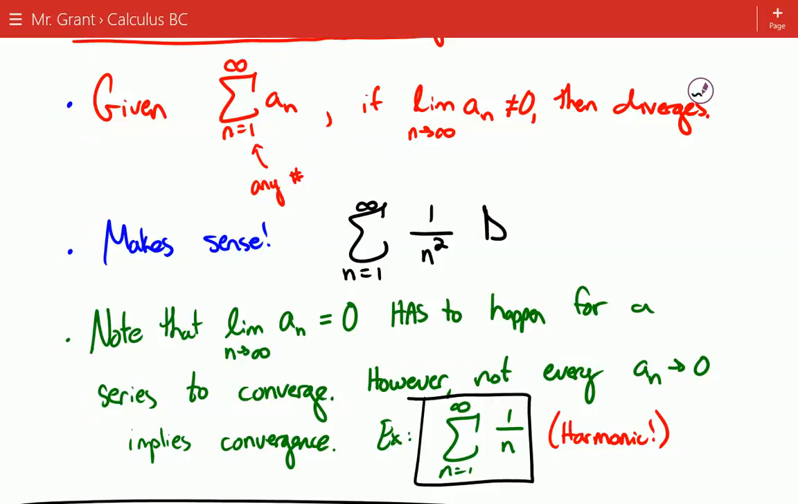Whereas the 1 over n squared that we looked at above converges. And we don't know why yet. We won't know why for another section or so. But this series here, which is called a harmonic series, diverges. Even though when you take the limit as n gets infinitely large of 1 over n, it does equal 0, which needs to happen for it to converge, it still doesn't mean that it actually converges. That's just one component of convergence.